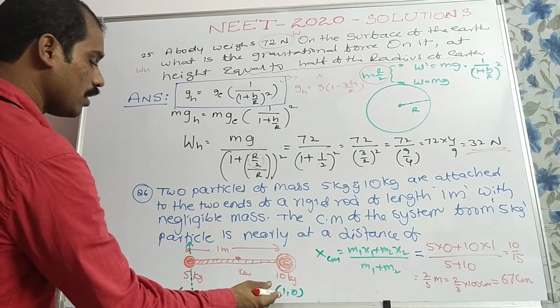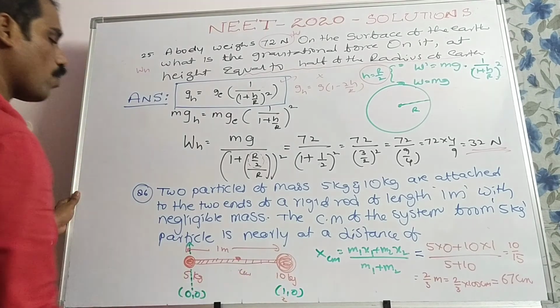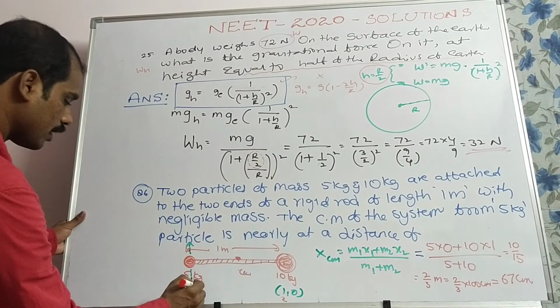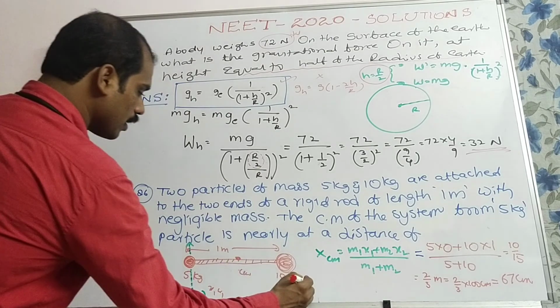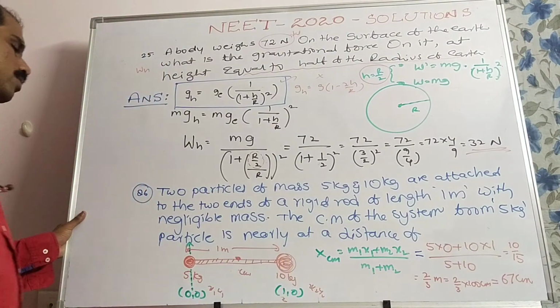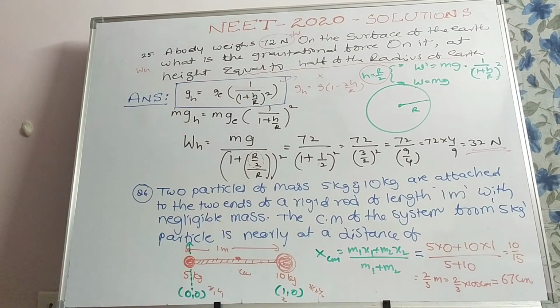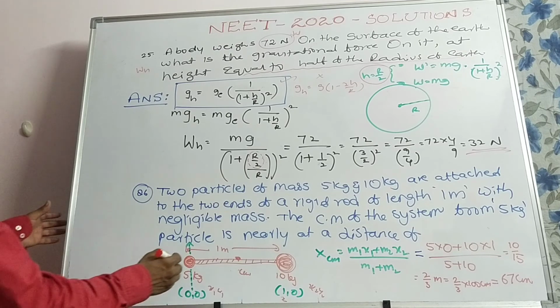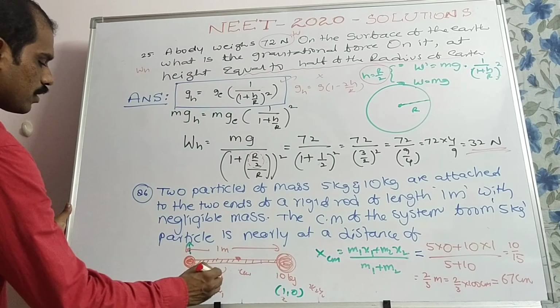Of course, origin is 0, 0, but the rod length is 1 meter. As it is 1 meter, x2 will be taken as 1. Here it is x1, y1. Here it is x2, y2. So xcm is equal to (m1 x1 plus m2 x2) by (m1 plus m2). The center of mass of the particles from the 5 kg body will be say 67 centimeters from the body.